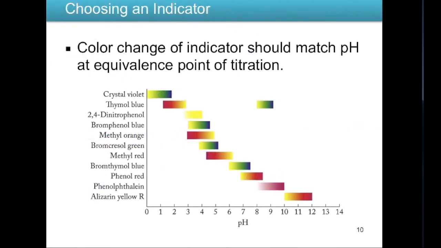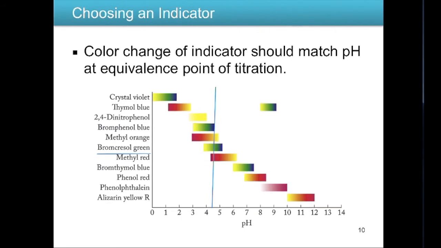So if we go back to the slide of indicators, and let's just draw a line up from where about 4.2 is. So somewhere around there. It looks like bromocresol green is a pretty good indicator because it changes color right around 4.2. Now you could probably also get away with methyl orange or methyl red, because methyl orange is near the end of its color change, whereas methyl red is near the beginning, but a slightly better choice, because it changes right in the middle of that pH range, would be bromocresol green.